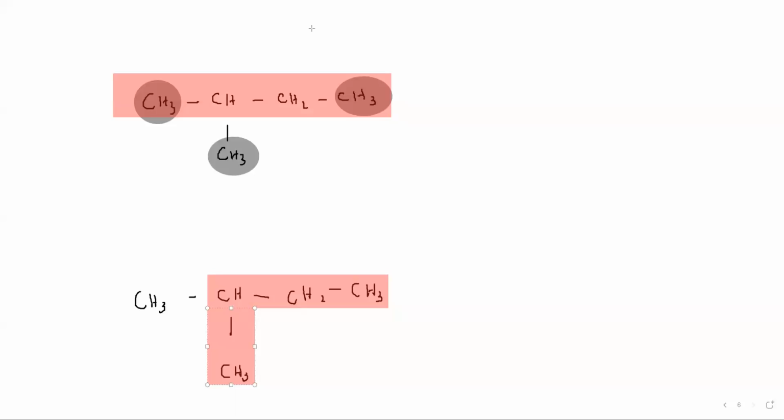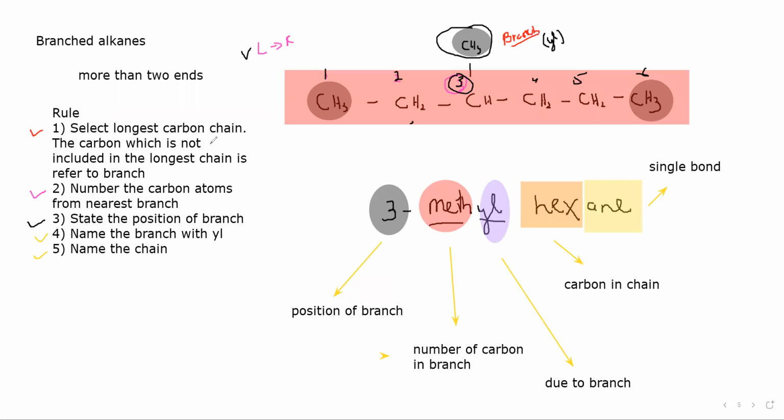Now, what is left refers to the branch. So the top structure, first I'll name the top structure. So this one is a branch. Now, what is the rule of naming? First, we select the longest carbon chain. That is done. Number the carbon atom from nearest branch.